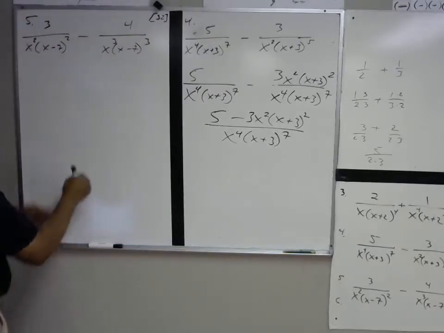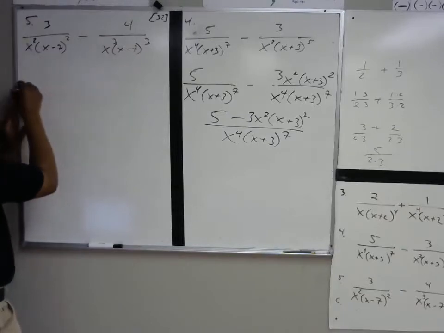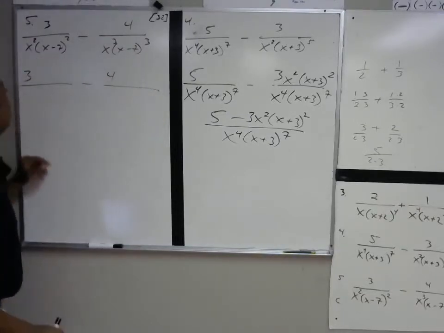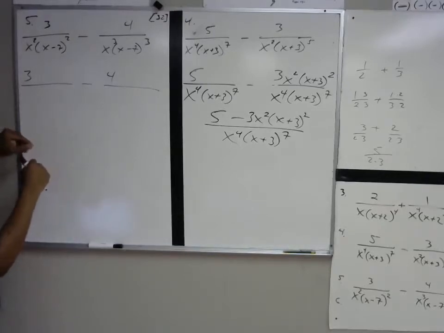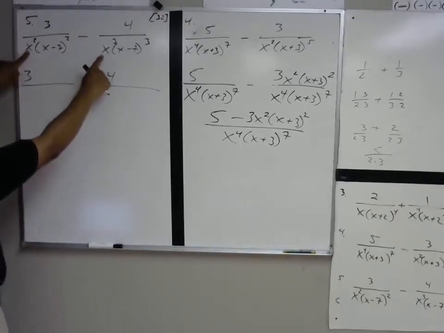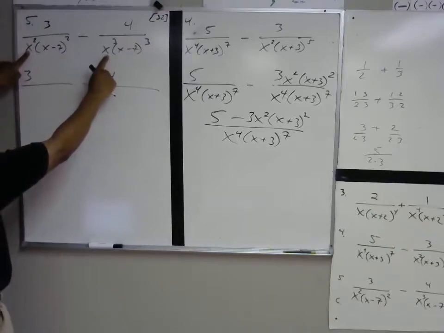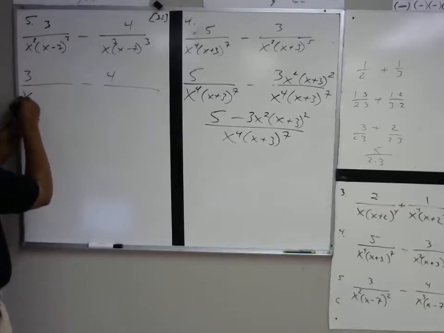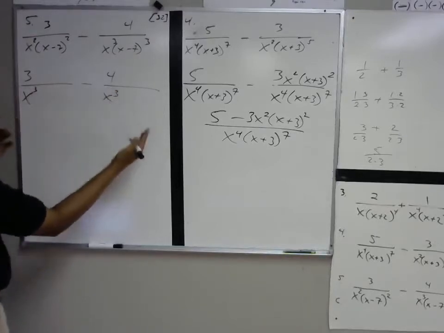All right. Number 5. Again, we have different denominators, so we're going to create the same denominator. 3 and 4 here. And let's see what we got here. We have x to the 2nd power, x to the 3rd power, and the higher of the two is x to the 3rd power. So we put x to the 3rd power here and here. X to the 3rd, x to the 3rd.